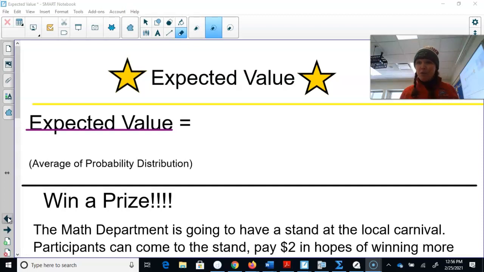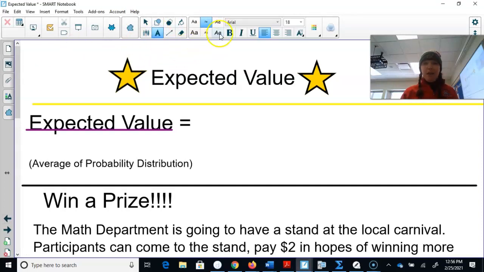It's not the same as a normal average. A normal average you're used to from middle school and elementary school is adding up all the outcomes and dividing by how many there are. Well, this is different. Why is it different? It's different because now each outcome has a probability attached to it, so we have to take that into account.